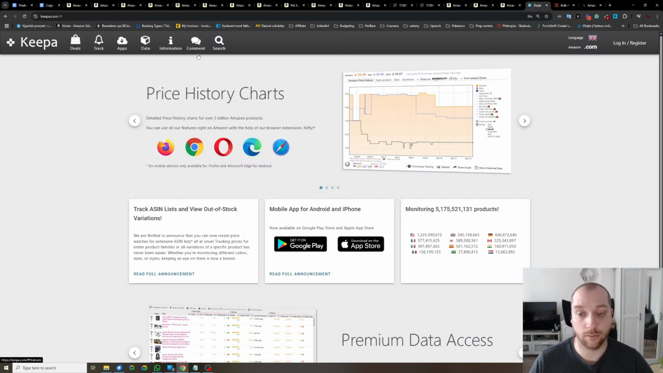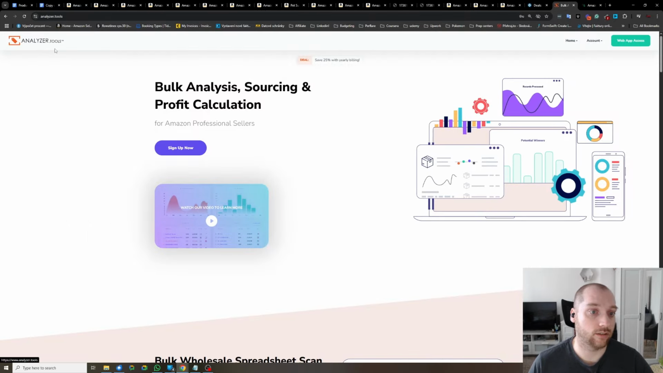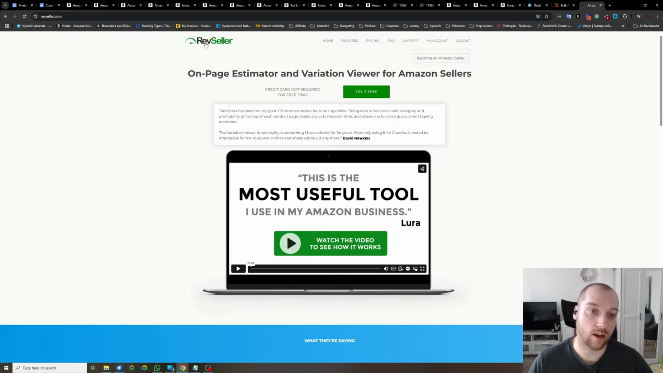So we need three tools. We need Keepa, which is a must for any Amazon seller. We need something to scan the price list, which here I would recommend AMC Analyzer of Analyzer tools. And the last one, we need either RefSeller or something like SellerAmp.